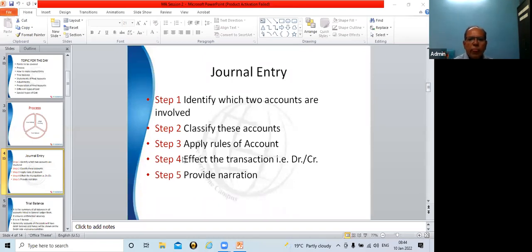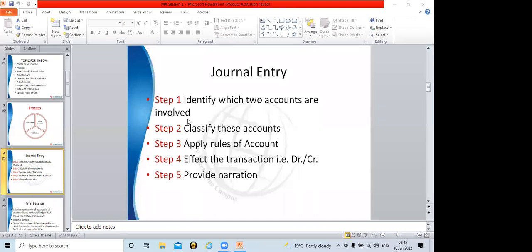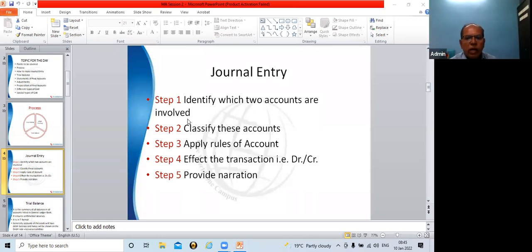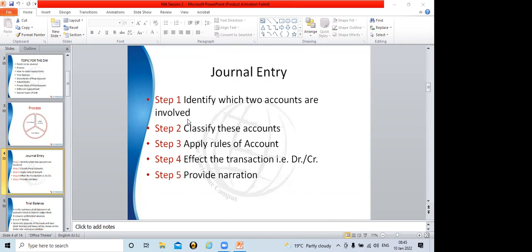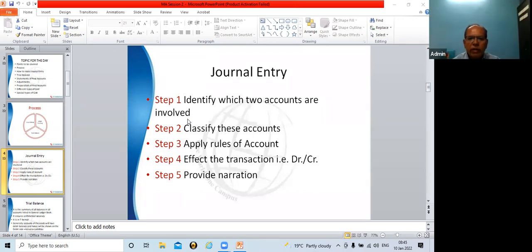Now, from this transaction, again go through the steps. Identify which 2 accounts are involved. Everyone, please give me the answer: which 2 accounts have you observed in this transaction? Company paid advertisement expenses worth rupees 50,000. Which 2 accounts are involved? Advertisement account and the payment account, that means cash or bank account. Very correct. So the advertisement account, and the second one is either cash or bank account. So these 2 accounts we have identified very correctly.